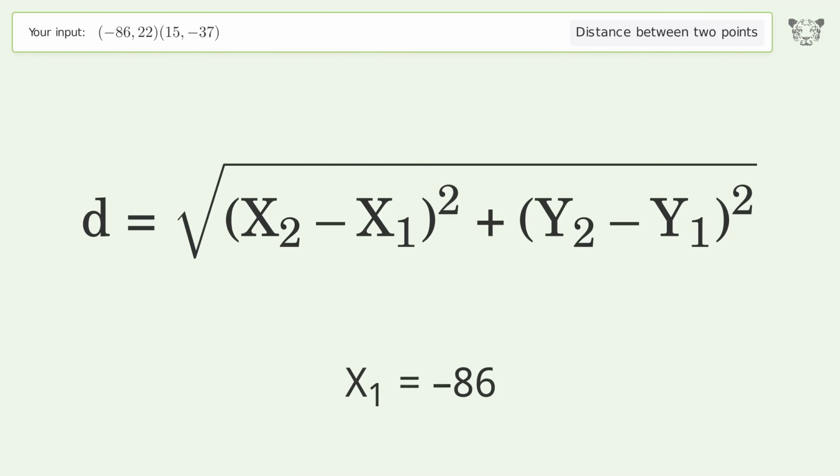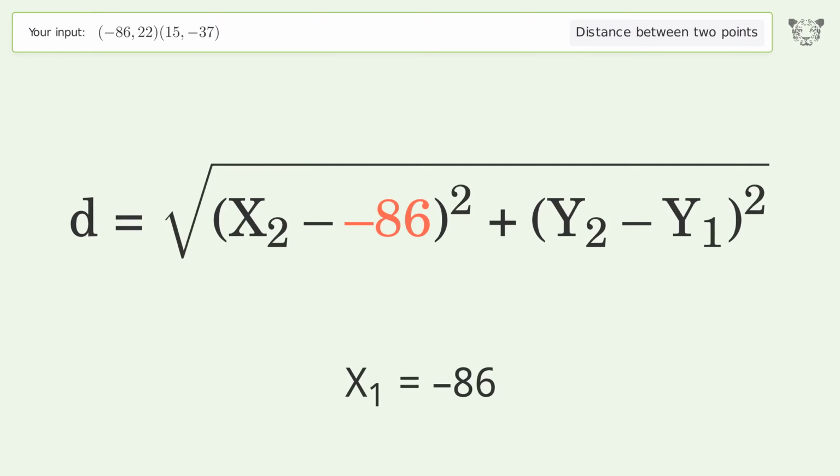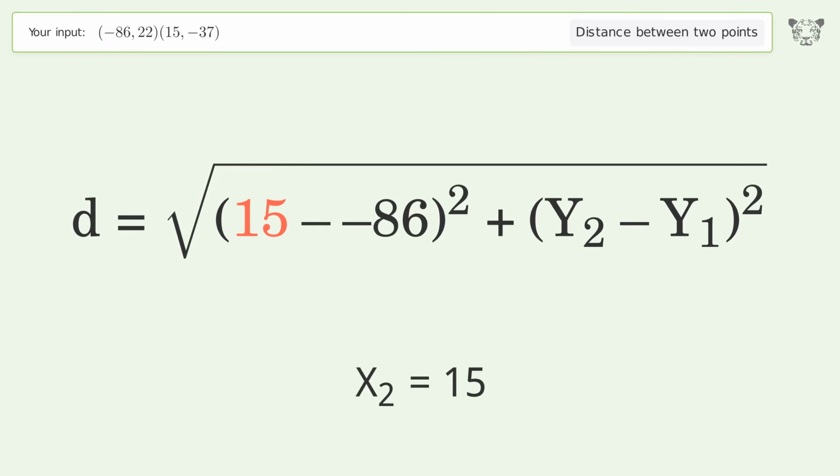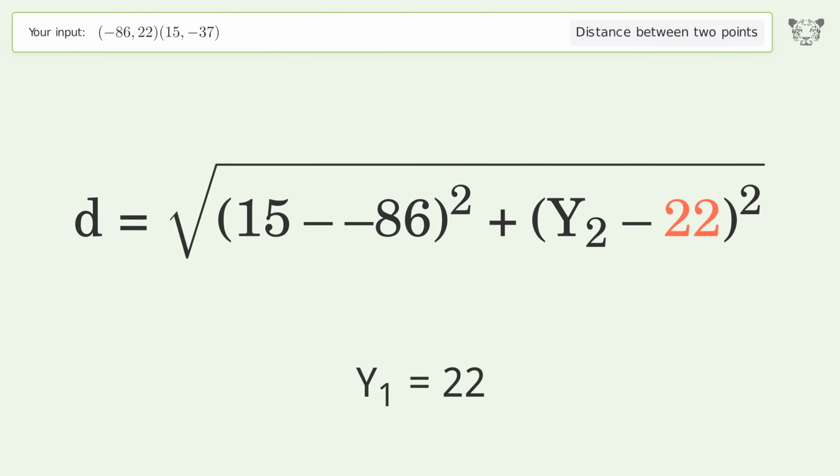x1 equals -86. x2 equals 15. y1 equals 22. y2 equals -37.